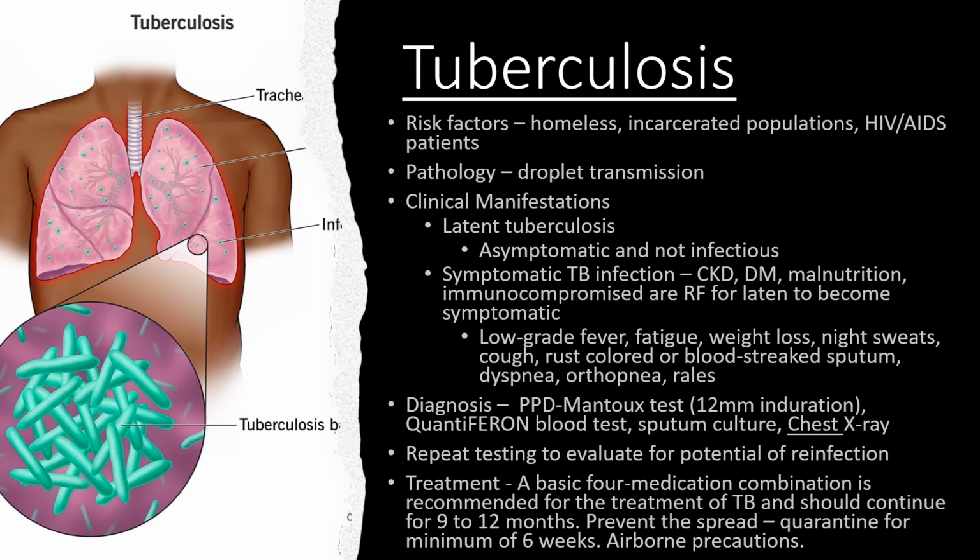So these patients need to be quarantined for a minimum of 6 weeks to prevent the spread. They might have a visiting nurse come who will have to adhere to those airborne precautions and help with medications. And then again, in the hospital, we need to make sure they're in a negative pressure isolation room and everyone's wearing their N95s and gloves.